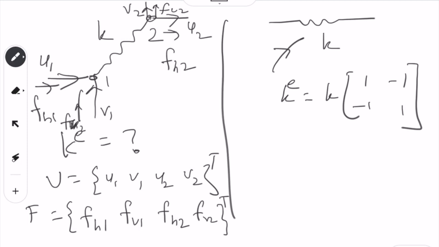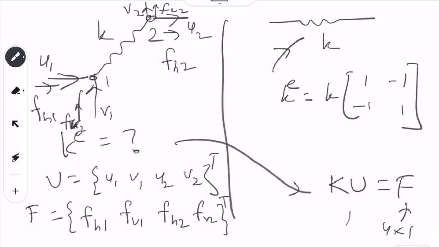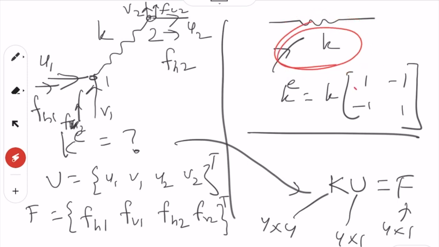And if you look at it, if F is 4 by 1 and U is 4 by 1, K has to be 4 by 4. So finally, the equation we have to write is Ku equal to F, and if F is 4 by 1 and U is 4 by 1, K has to be 4 by 4. In contrast to the simple one which has a 2 by 2 K, in this case we will have a 4 by 4 K.